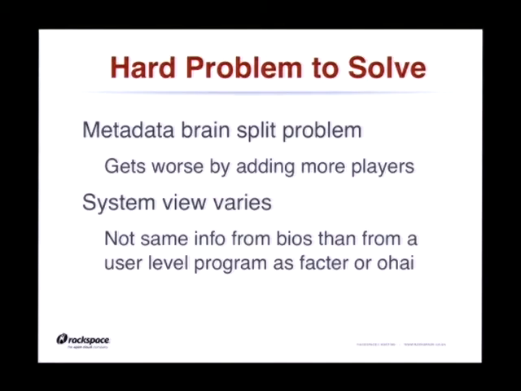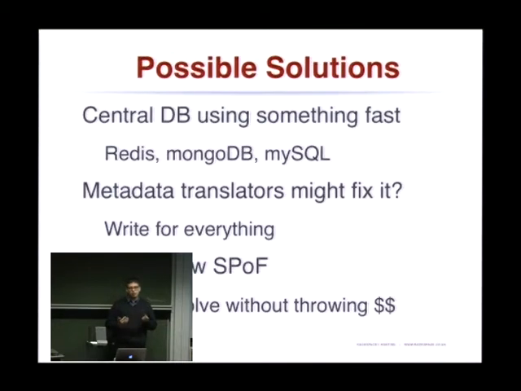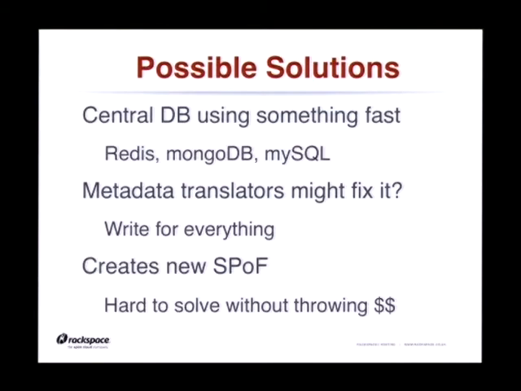So what would be some possible solutions for this? I would say one solution would be, for example, creating a central database using something very fast, like Redis or MongoDB, if you like replication delays, or MySQL. Maybe writing some metadata translators, so have that central entity and translate that back to every kind of metadata that you need in every single provider and execution configuration management that you need. The problem with this is that this creates a new single point of failure.